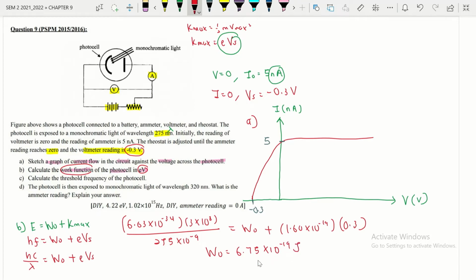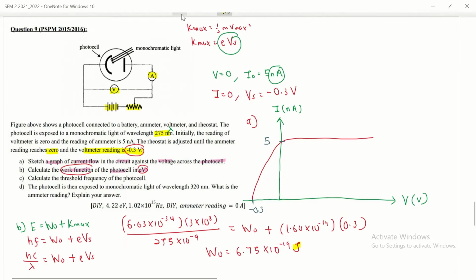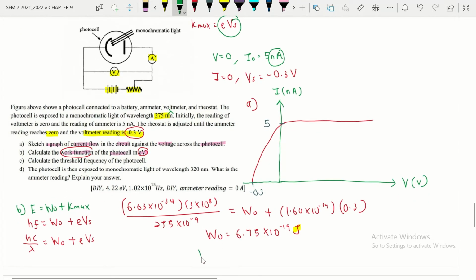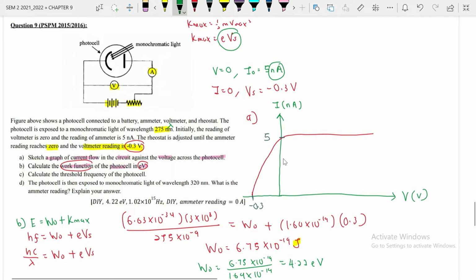But this one you get in joule, whereas the question wants electron volt. So you have to divide by 1.6 times 10 to the power of negative 19, and you will get the answer of 4.22 electron volt. Settle. Okay, this is A, B. Let me check my work a little.